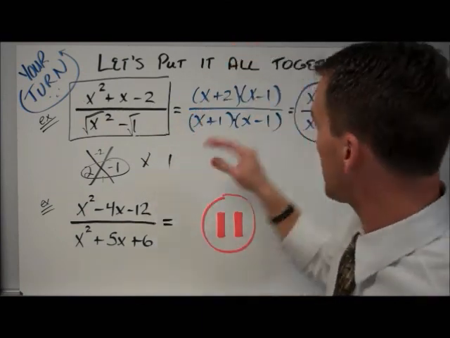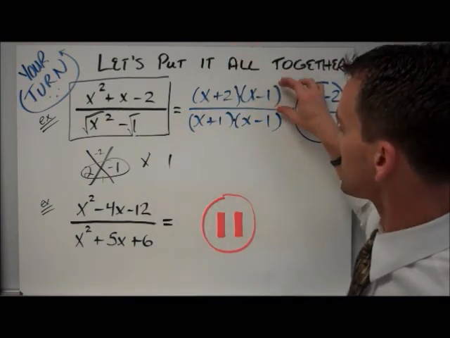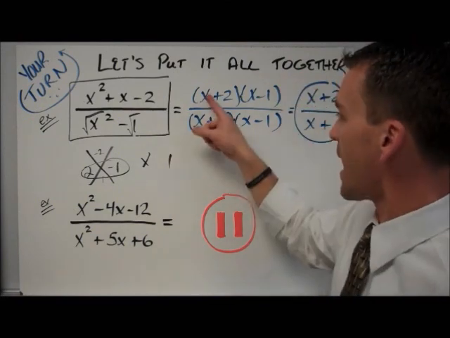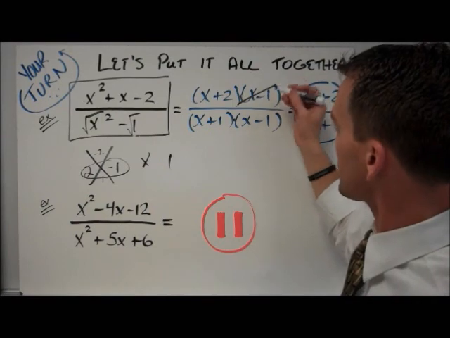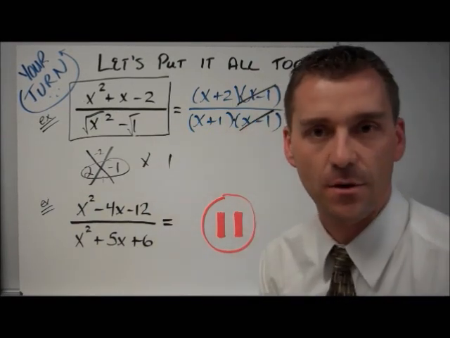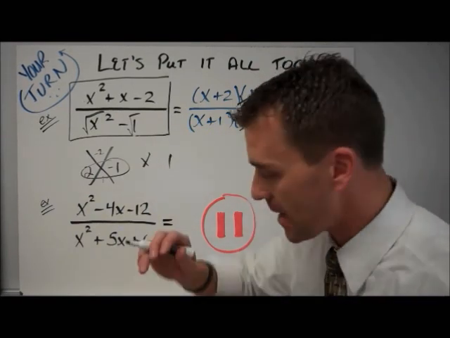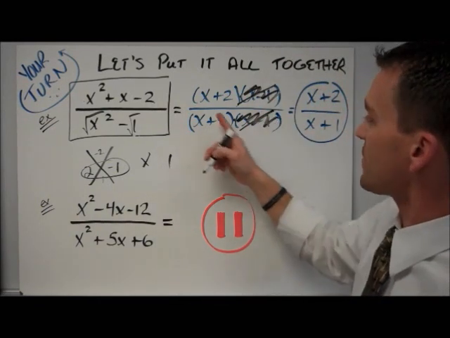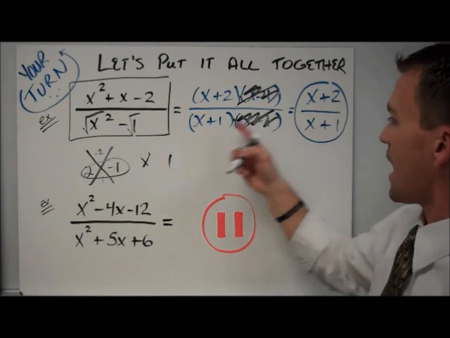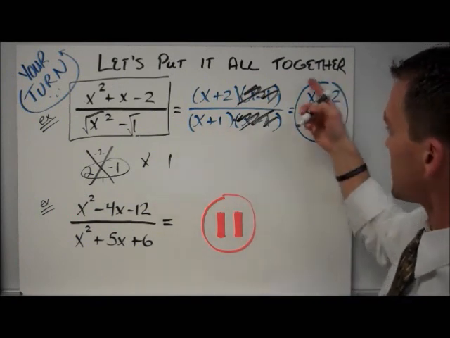But if you notice, there is something on top that's the same as on the bottom. Now, I'm not talking x and x. I'm talking grouping together. So this factor x minus 1 and this factor x minus 1 are exactly the same. That means I can cross them off. And I can clean it up by saying, since these are gone, all I have left is x plus 2, bam, and x plus 1, bam. And again, that is my final answer.